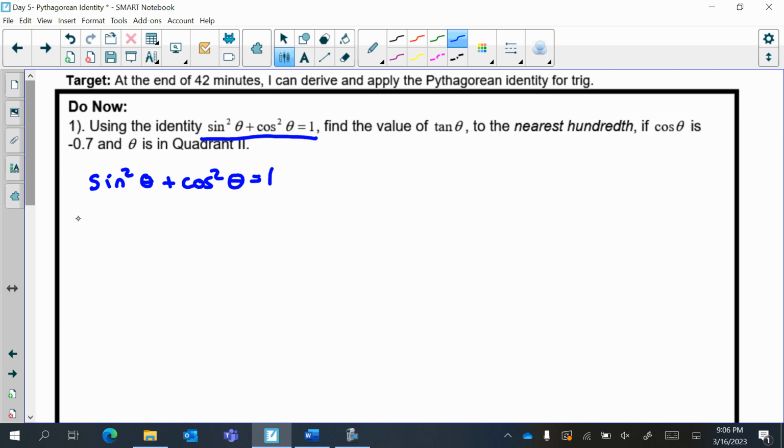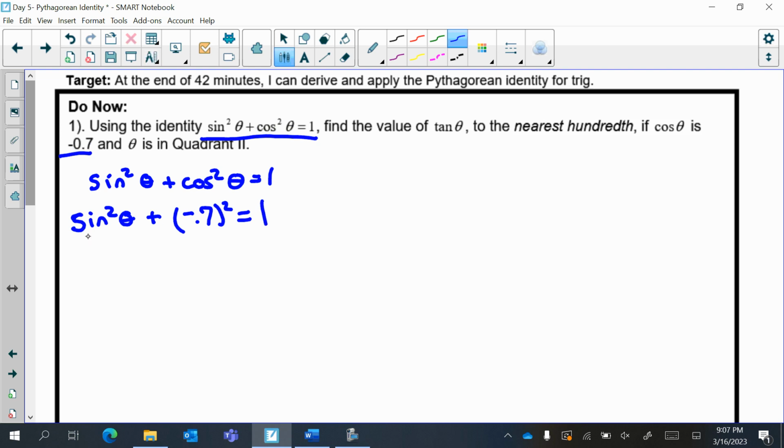My pen is not really great right now. It's glitching a lot, so bear with me. We have sine squared theta. Now, we have cosine. They're saying cosine is negative 0.7 squared. Right? Cosine is negative 0.7, but we have cosine squared. So you have to square the negative 0.7.